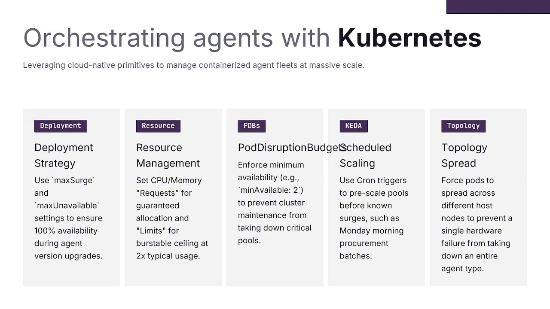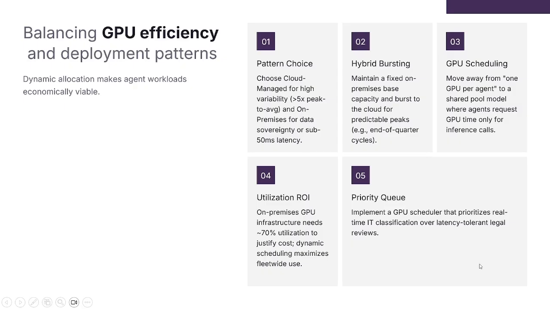And then for topology spread. Topology, of course, from mathematics, has to do with continuity. So force pods to spread across different hosts, talking about continuity and the networking of the agent. Make sure you force pods to spread across different host nodes to prevent a single hardware failure from taking down an entire agent type.